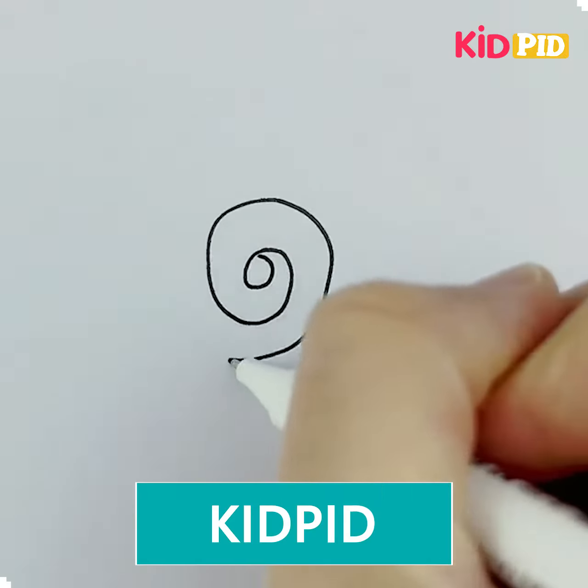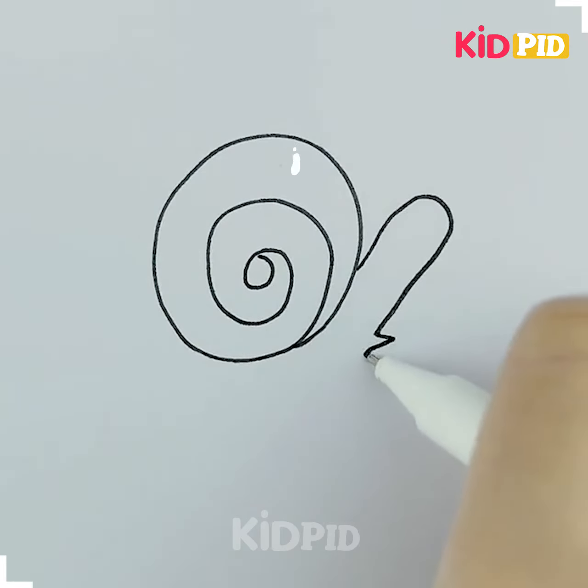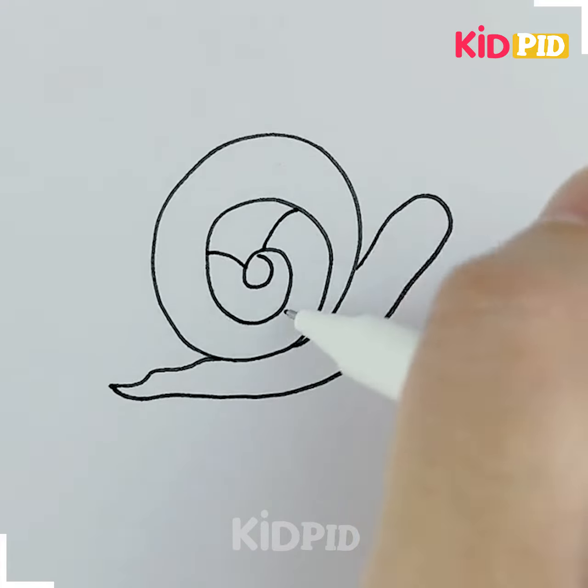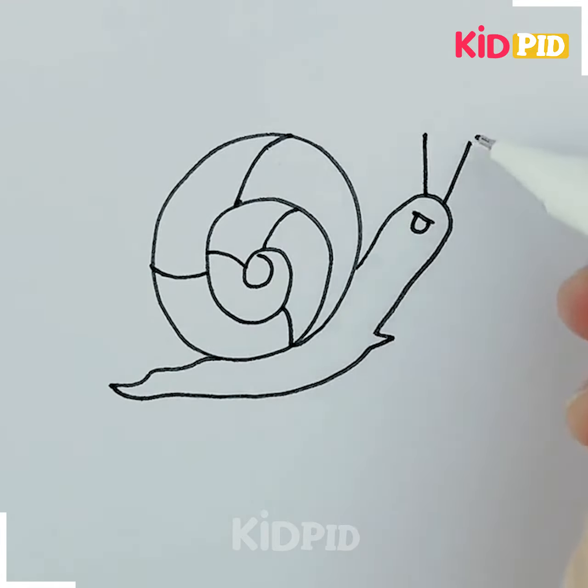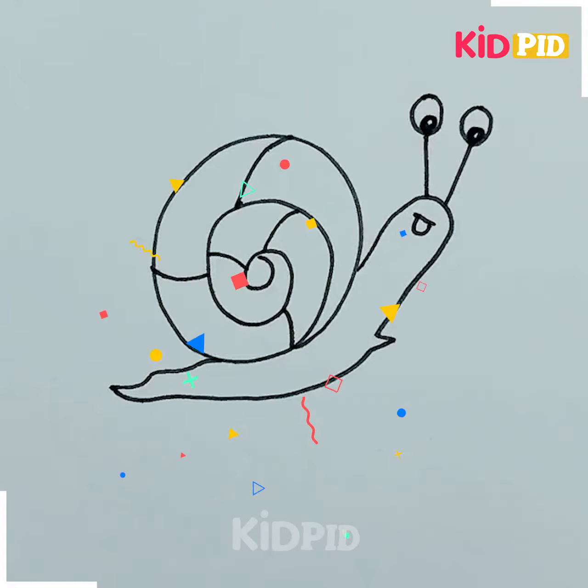So the next one here is, okay, now we all know what it is. It's a snail, because that's the only thing which has that circular kind of a thing. Okay, so it's all done.